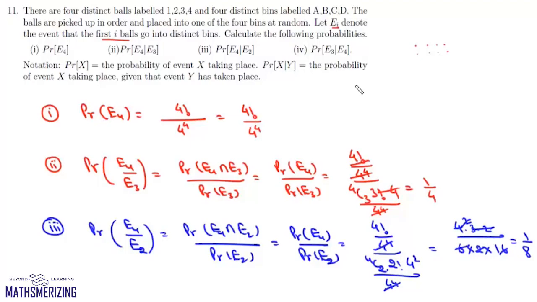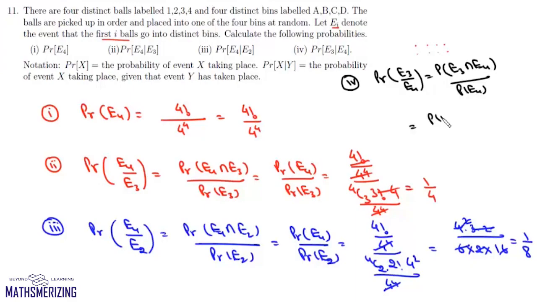And then finally, this probability of E3 given E4 will be probability of E3 intersection E4 upon probability of E4. Now probability of E3 intersection E4 is probability of E4 alone, upon probability of E4, which is 1. So this is a sure event. So the required probabilities are factorial 4 upon 4 to the power 4, 1 by 4, 1 by 8 and 1.